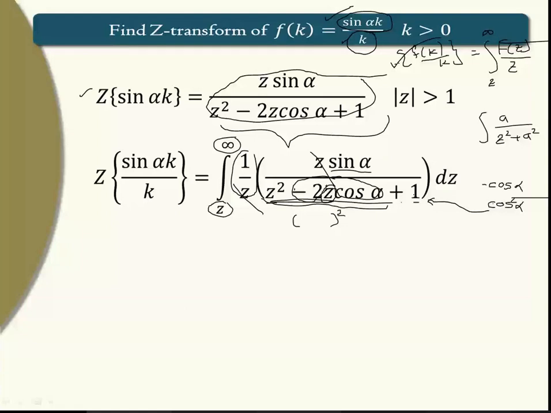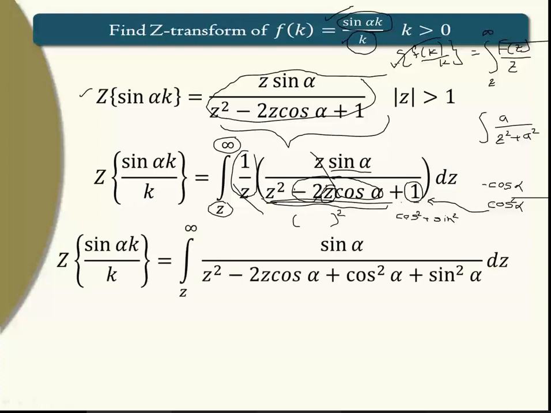But we know one formula of trigonometric function. Sine square plus cos square is 1. So we can split 1 as sine square plus cos square. By that, cos square also gets adjusted. So in the denominator, we write z square minus 2z cos alpha, and 1 we split as sine square plus cos square.